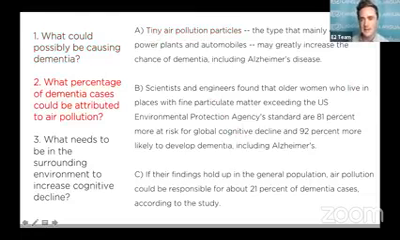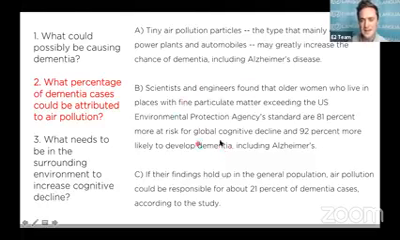Now, this is an interesting one. It says, what percentage of dementia cases could be attributed to air pollution? There's a couple of possible answers here, but there's only one real correct one. This one says older women who live in places with fine particulate matter exceeding the US standard are 81% more at risk for global cognitive decline and 92% more likely to develop dementia.